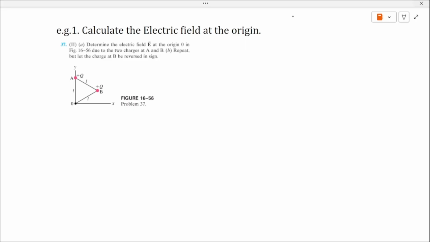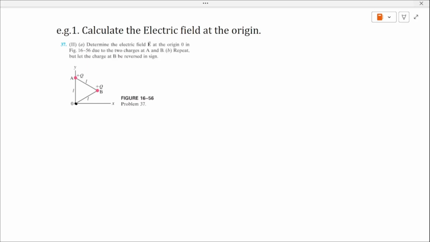Let's do an example. We have to determine the net electric field at the origin due to the two charges A and B of equal magnitude and distance L from the origin. So to start, we use our principle of superposition, which says all we need to do is sum the individual fields from A and B.